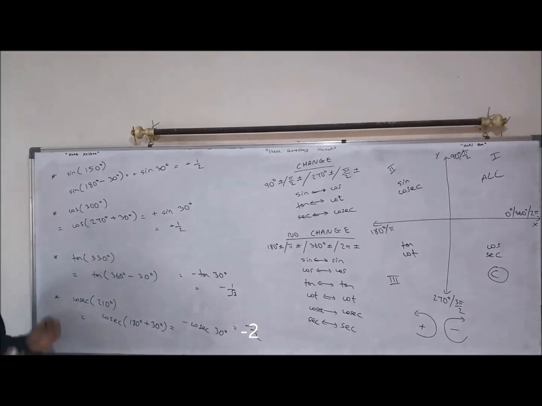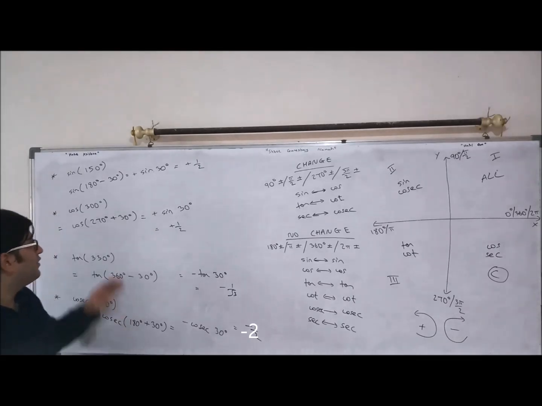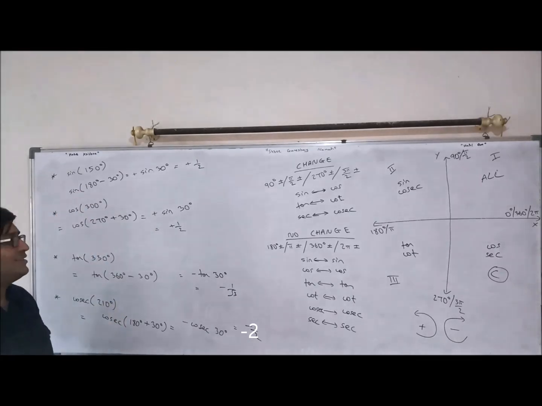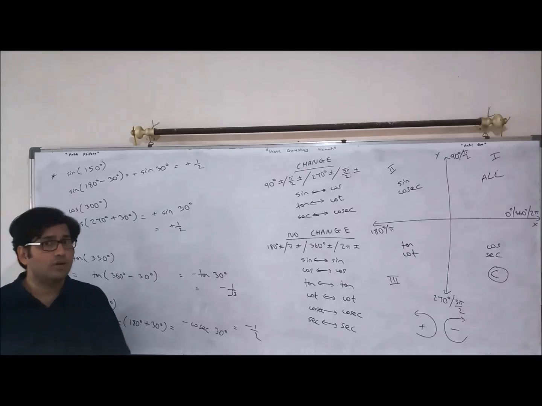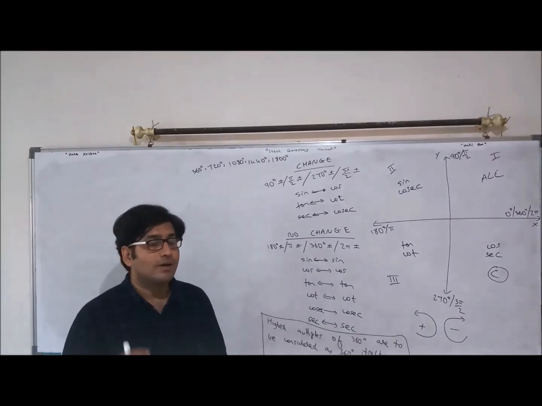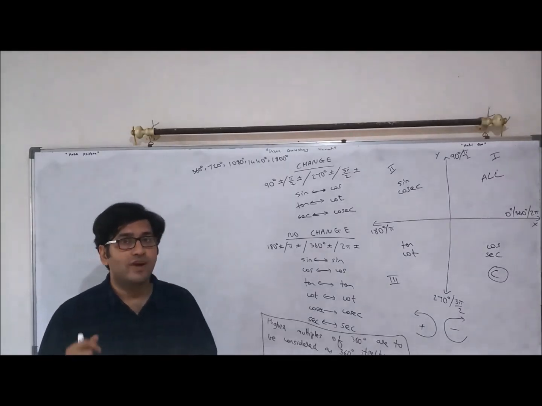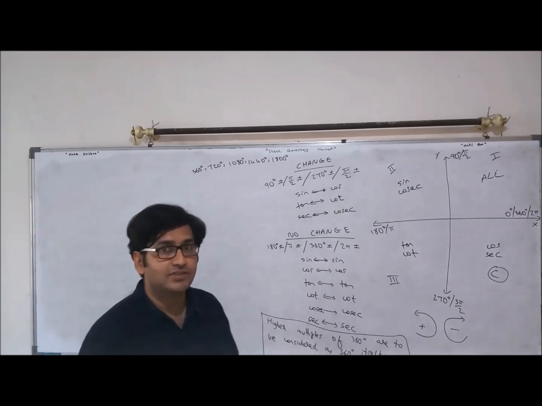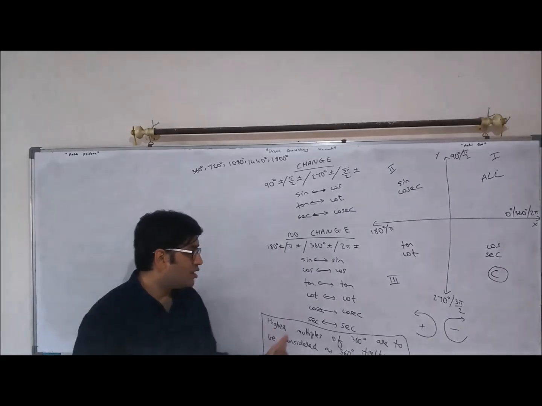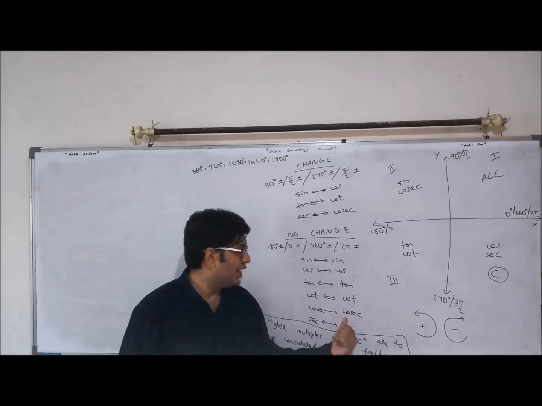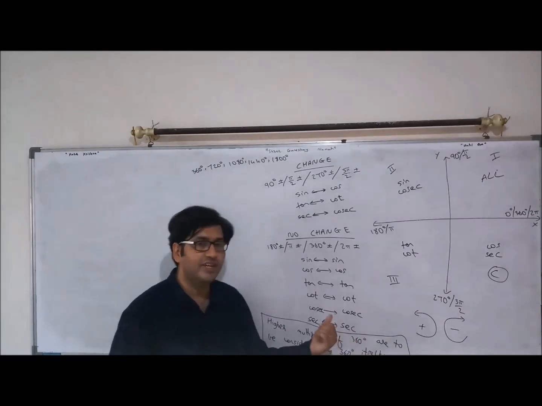OK students, I hope you are getting how to calculate the trigonometric function of all these values. Let's take some more examples so that the concept is more clear. OK students, now comes the main concept that will help you to find the trigonometric functions of higher angles. And what is that? Let us see. Higher multiples of 360 degrees are to be considered as 360 degrees itself.